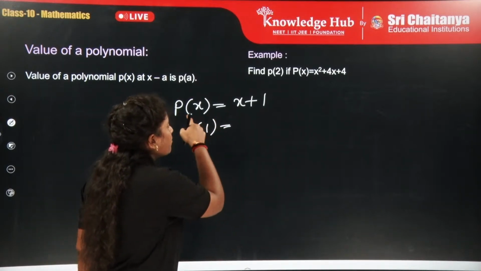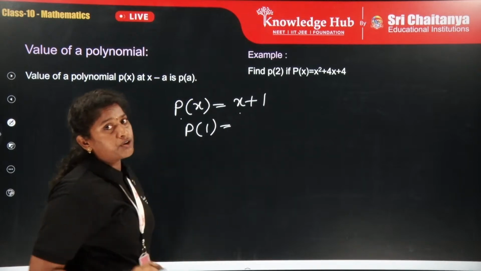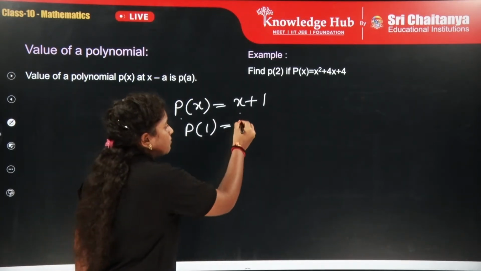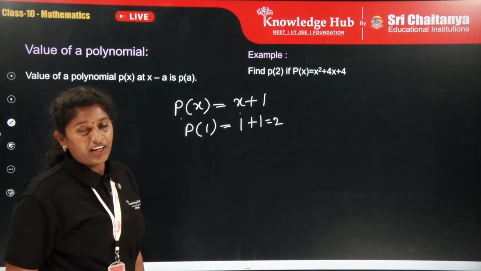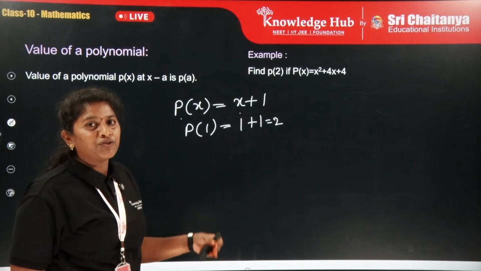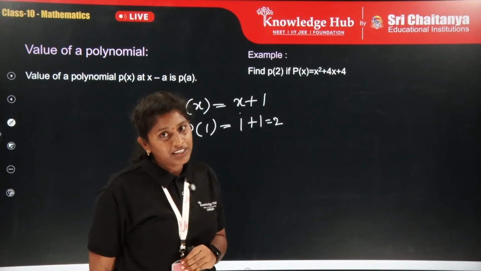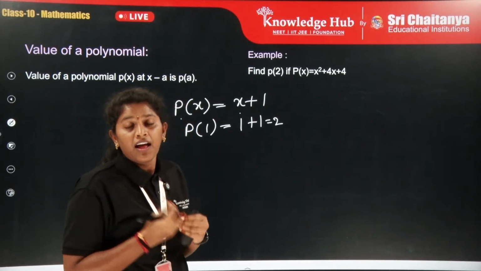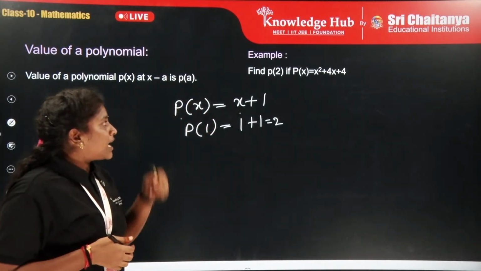Coming to here, I have p of x equals x plus 1. I need to find the p of 1 value. That means in the place of x I have to place the 1. So it will become 1 plus 1, which is 2. So don't think that finding the value of a polynomial is easy. That is easy only, but you have to read the question carefully to understand what value we have to find for the polynomial.